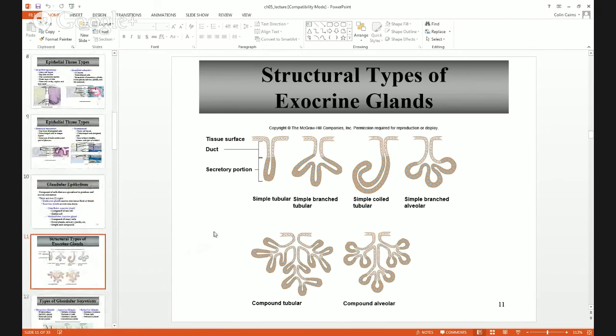And here are the structural types of exocrine glands: simple tubular, a simple branched tubular, a simple coiled tubular, or a simple branched alveolar. And then there's compound tubular and compound alveolar.